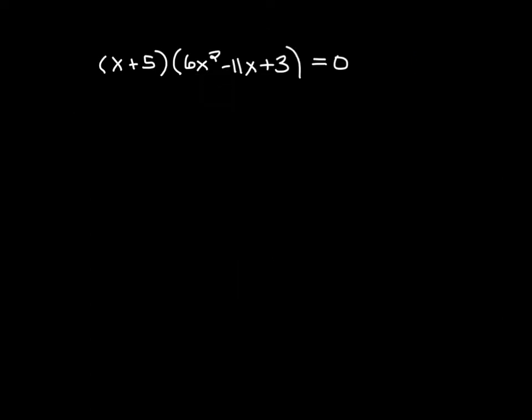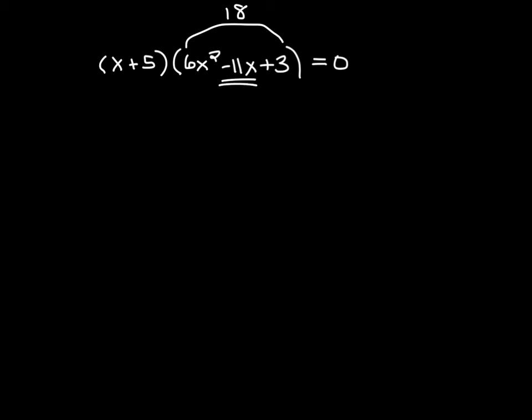Okay, so at this point, if we want to find the zeros, let's just take the factor of x plus 5 we know, and the factor of 6x squared minus 11x plus 3, and let's set that equal to 0. Now this can factor further. So let's go ahead and do that. So this is going to be factor by grouping, so we have to come up with two numbers that multiply to 18 and add to negative 11.